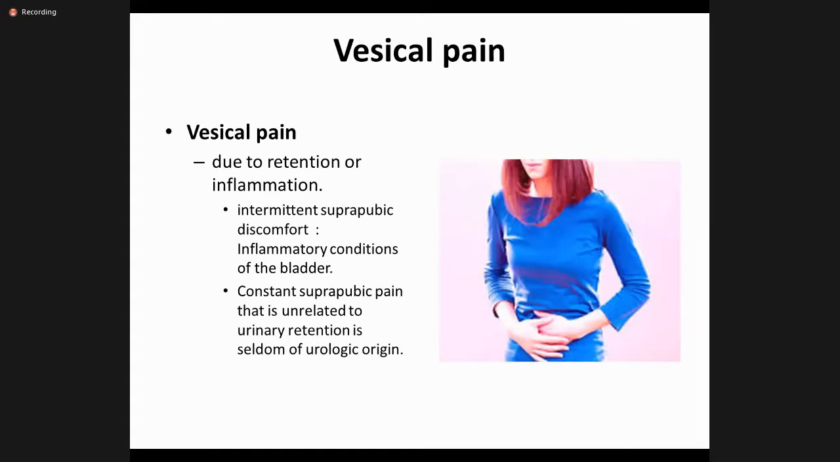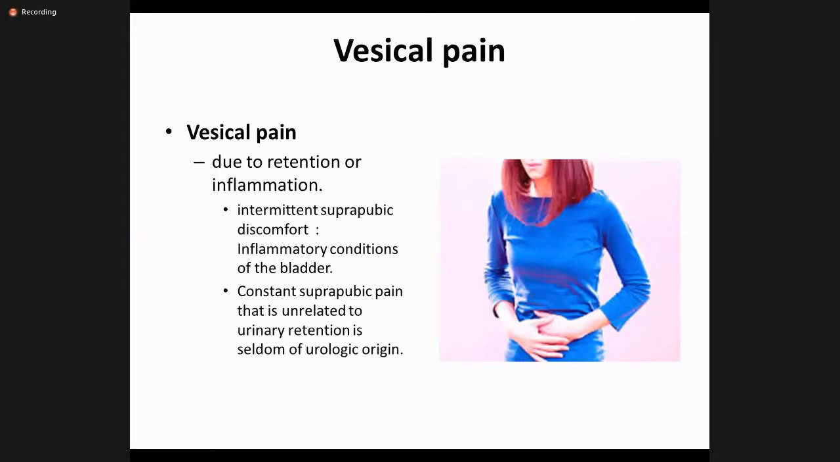A constant suprapubic pain that is unrelated to urinary retention is seldom of urologic origin. What does it mean? It means that if there is a constant suprapubic pain and there is no urinary retention, there is a chance that there is some other problem.